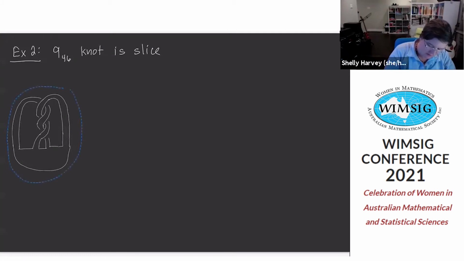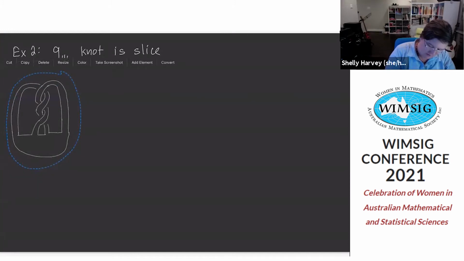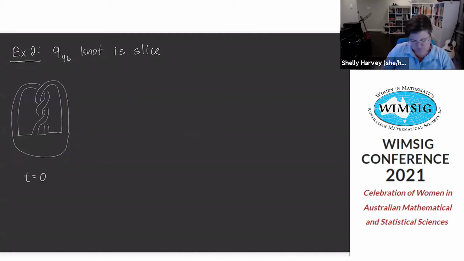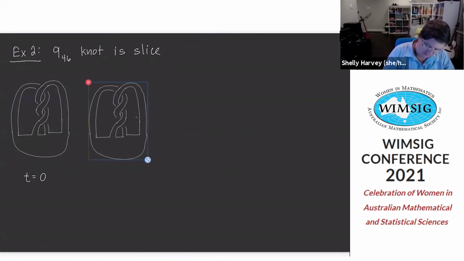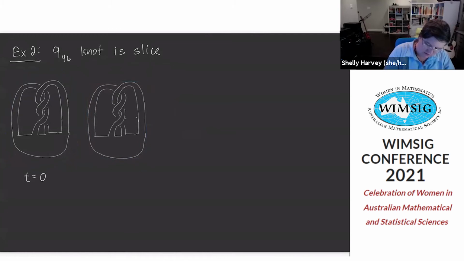Okay, so we're going to start with this knot. We're going to think of this as time 0. So this knot happens to be called the 9_46 knot. It means it has 9 crossings, and it's the 46th one. There's nothing really special about that number. Okay, so then we can start adjusting the knot. What we're going to do is isotope it over a little bit like that.